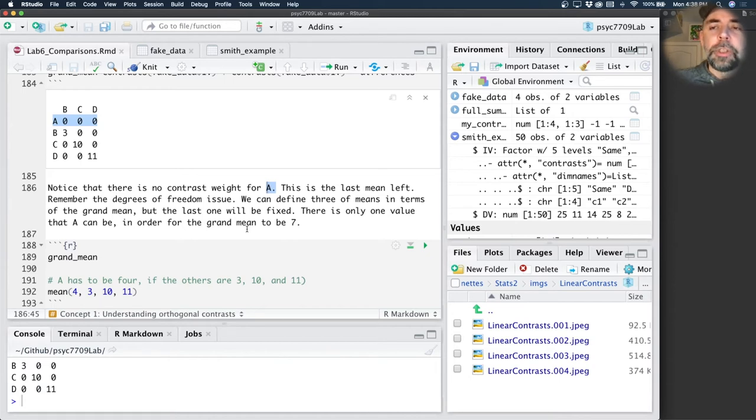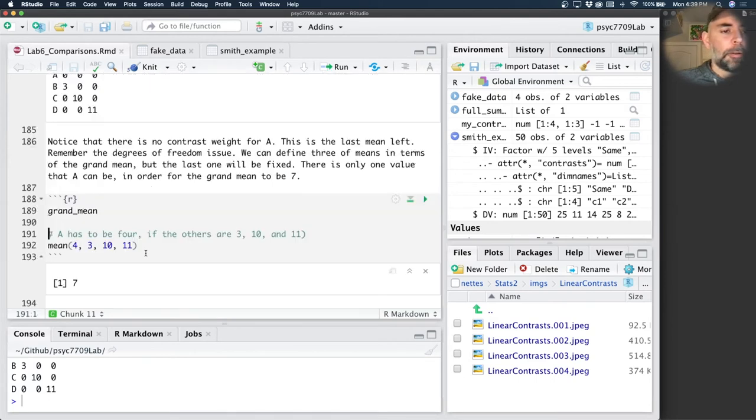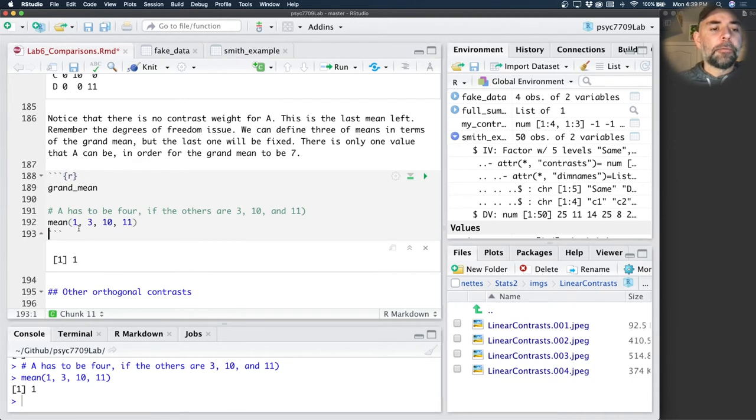There is only one number that A can be. The grand mean is 7. We talked about how we got the numbers 3, 10, and 11. Those are the means of B, C, and D. Now we could put any number for group A, like 2 or 1. But if we did that, we're not going to get the mean to be the correct number.